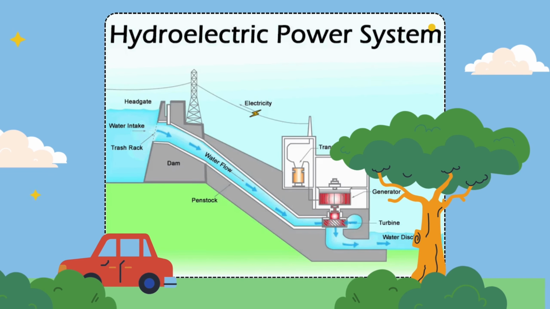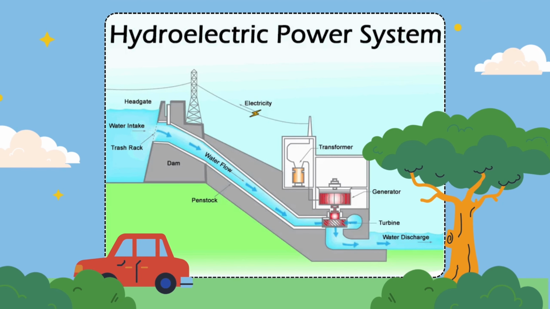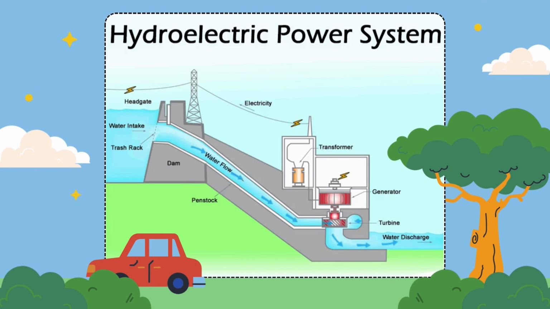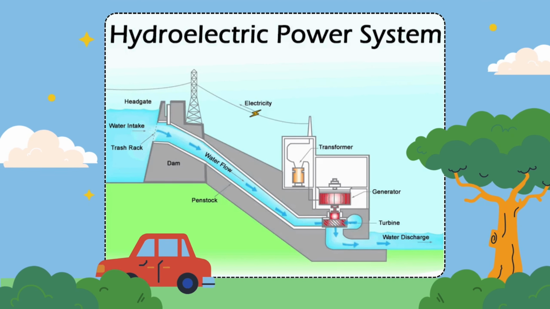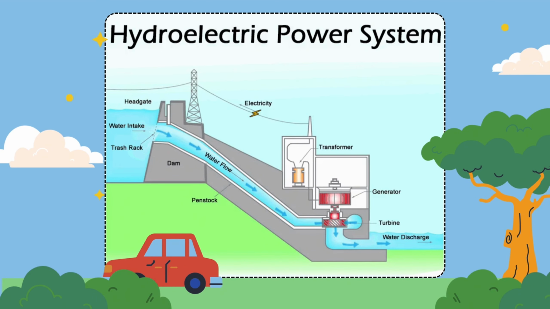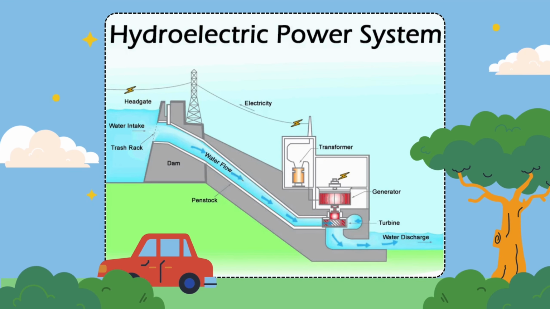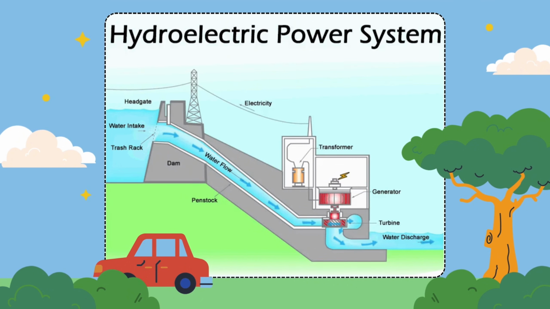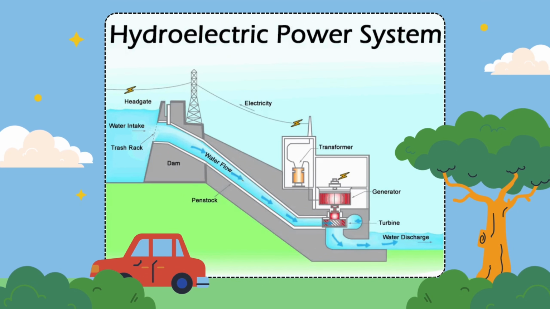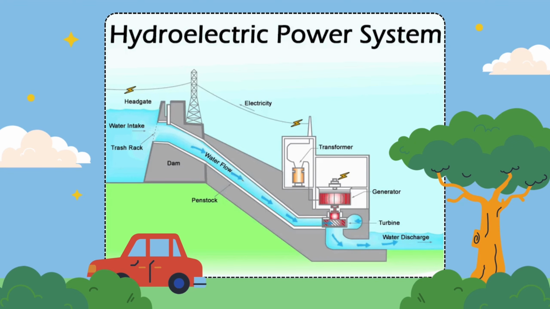So, for the basic operation, water from the reservoir will enter the intake and flow through the penstock. Then, the water will hit the blades of the turbine to convert mechanical energy to electrical energy at the generator. After that, the electrical energy will be sent to the transformer to increase the voltage suitable for transmission before being sent to homes or industry through the transmission line. And lastly, the water that has been used will flow into the tail race.